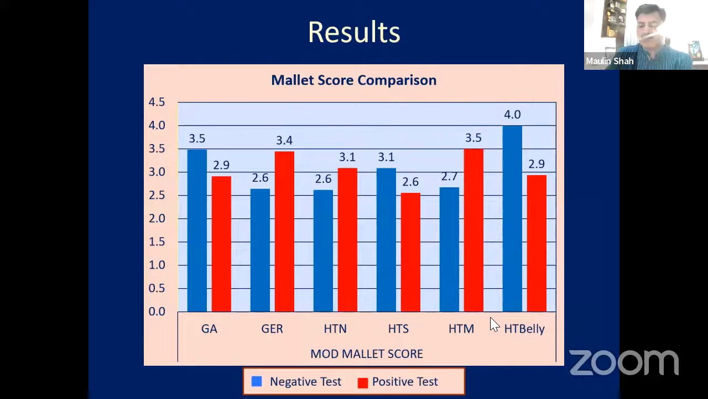When we looked at the 6-point modified Mallet score, we found that the global abduction was significantly low in patients with positive test, and global external rotation was significantly higher in positive test when we compared it to negative test, while hand to neck, hand to spine, and hand to mouth were statistically non-significant. The hand to belly was significantly low in positive test patients, suggestive of the patients with positive tests having some degree of weak internal rotation.